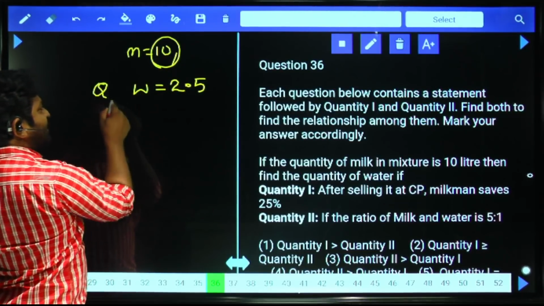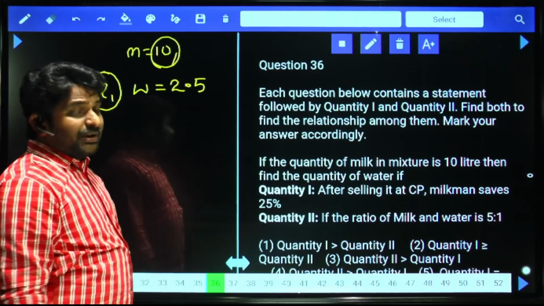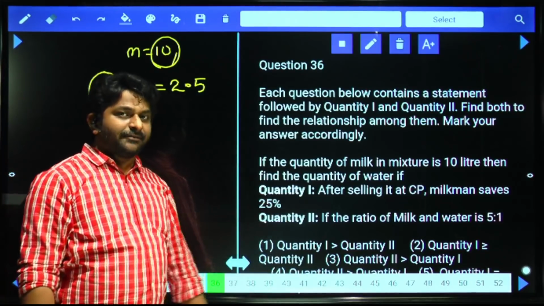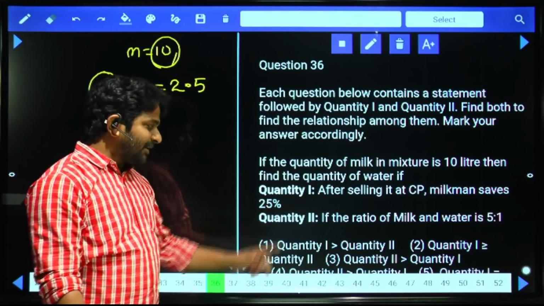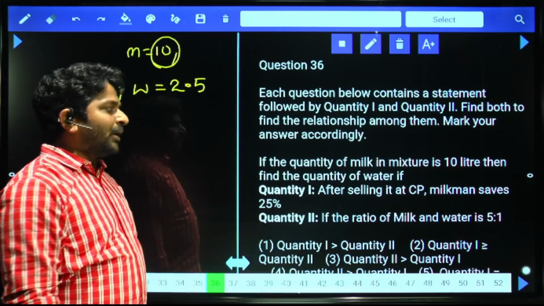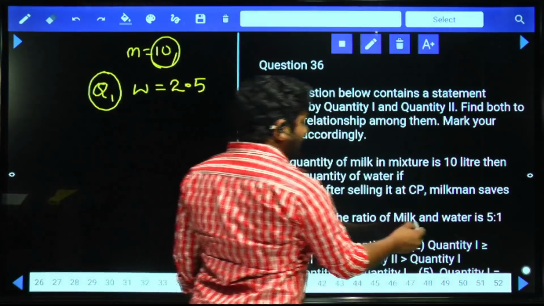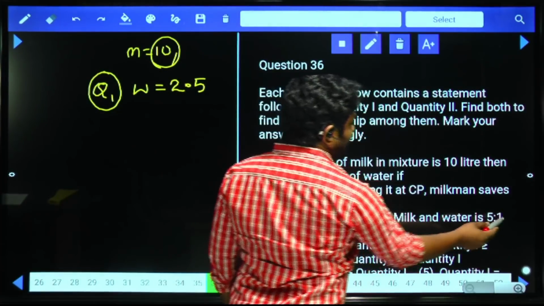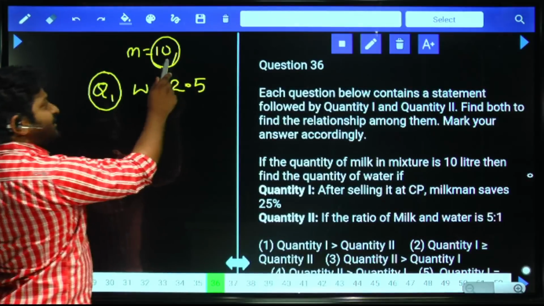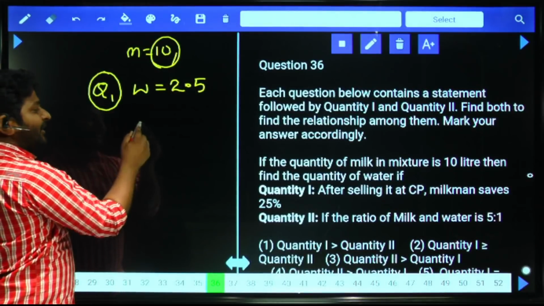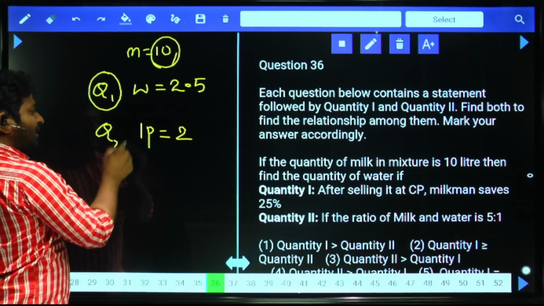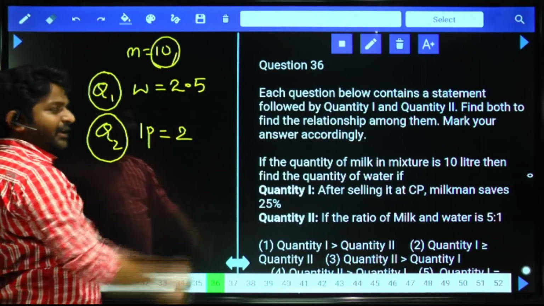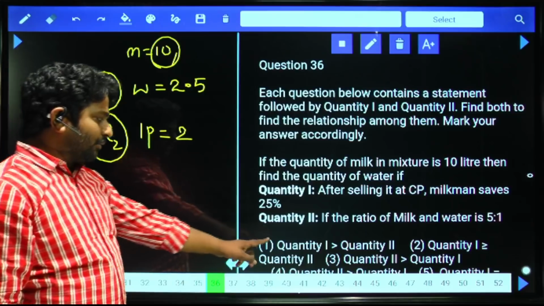So this value is equal to Q1. So in Q1 case, he is adding 2.5 liters of water. Then only he will get 25% profit. Next, Q2. The ratio of milk and water is 5:1. So milk is 5 parts, water is 1 part. You already know 5 parts is equal to milk, which is 10 liters. Then 1 part is equal to 2 liters. This is water component in Q2. Hence Q1 is more than Q2. Concluded, Q1 more than Q2. First option.